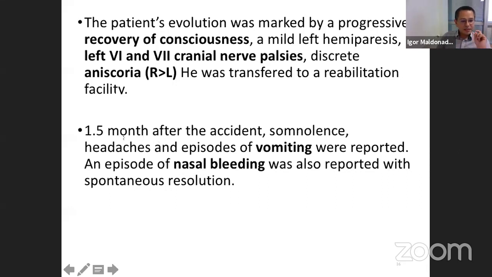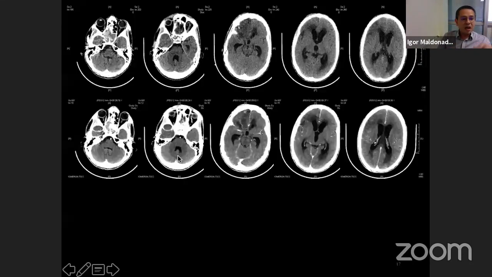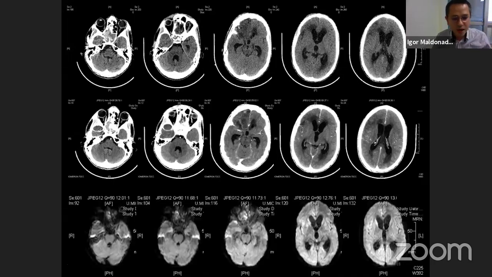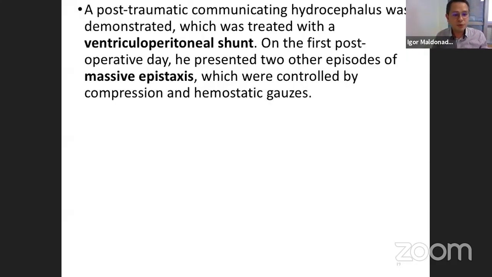But then what's interesting is that a month and a half after the car accident, he started to degrade again. He had somnolence, headaches, some vomiting, and nasal bleeding. At that time people didn't understand the nasal bleeding. We didn't give much importance to it, but we did a CT scan. And then we found hydrocephalus. Okay, post-traumatic hydrocephalus. Radiologists were concerned about this lesion here near the temporal pole. Is this an old extradural hematoma or is it an empyema? So they also did an MRI, and it was not an empyema. Everybody was happy. Then he was treated with a VP shunt.